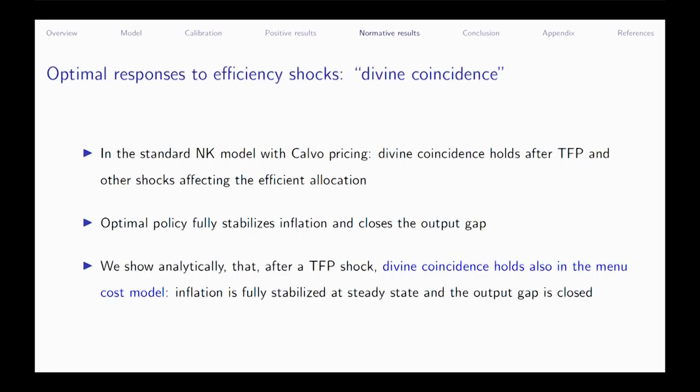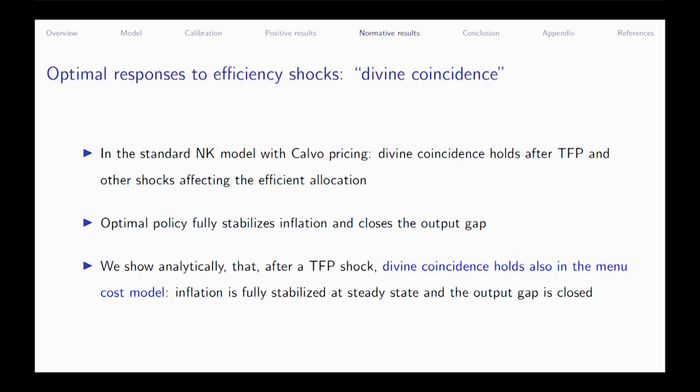Okay, we also study the optimal responses to efficiency shocks. So these are shocks that affect the efficient allocation, such as shocks to total factor productivity. And we know that in the New Keynesian model with Calvo pricing, a divine coincidence result obtains after TFP shocks and other shocks affecting the efficient allocation, and it's such that the optimal policy fully stabilizes inflation and closes the output gap. So this is a complete opposite of looking through, right?